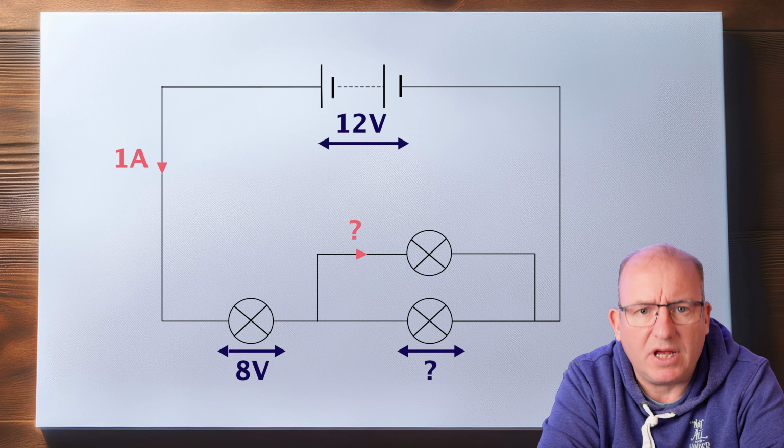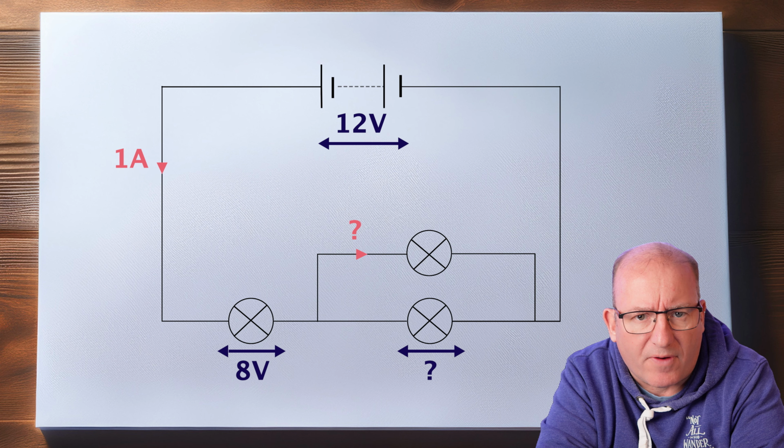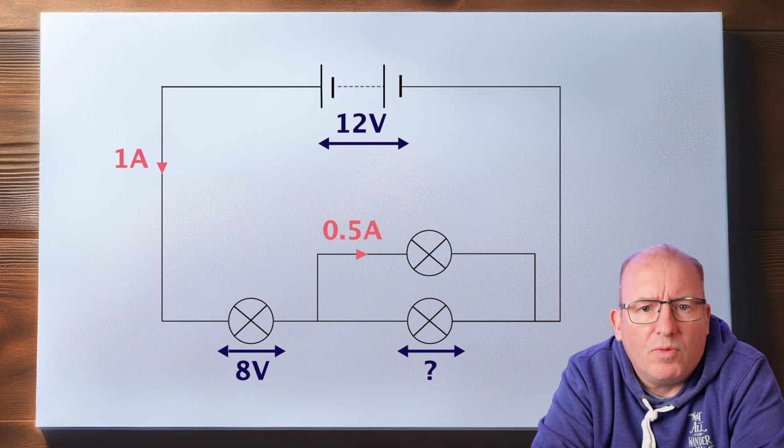Here's the last example then. What's the missing voltage and the missing current? Well, 1 amp is flowing from the battery down through the first lamp, and then it splits. The current splits to go through the 2 different lamps. Half an amp will go through each lamp, so the missing current is 0.5 amps. We know the total voltage is 12 volts. 8 volts is dropped across the first lamp, so how much is left to drop across the parallel part of the circuit, the 2 lamps in parallel? Well, that's got to be 4 volts, because 4 volts add 8 volts is 12 volts.